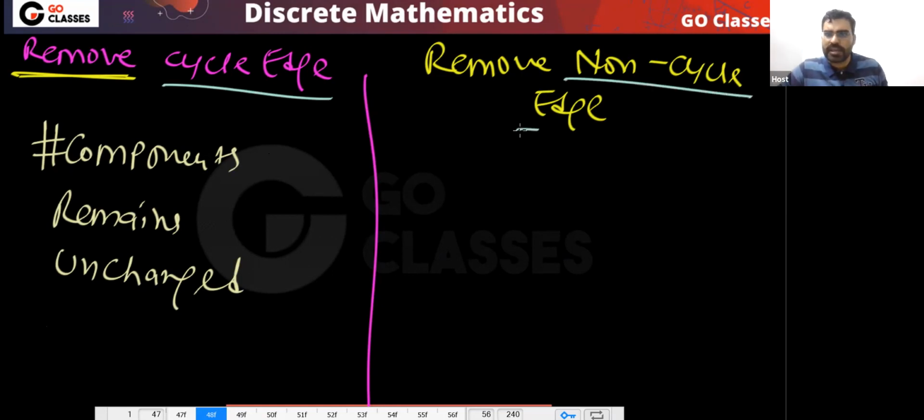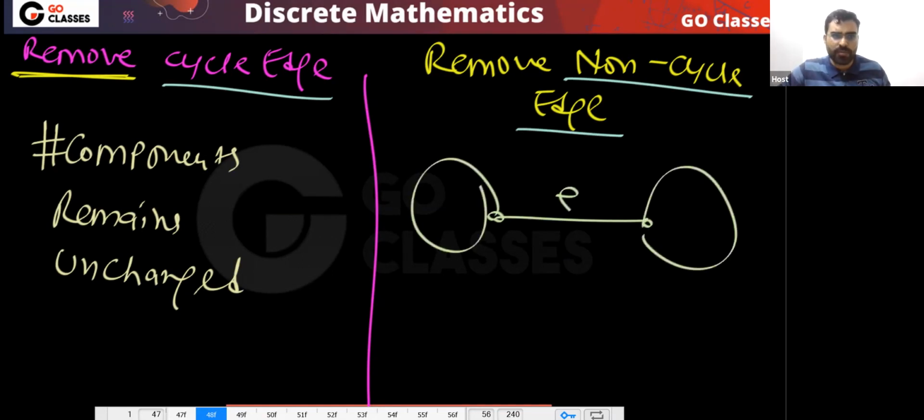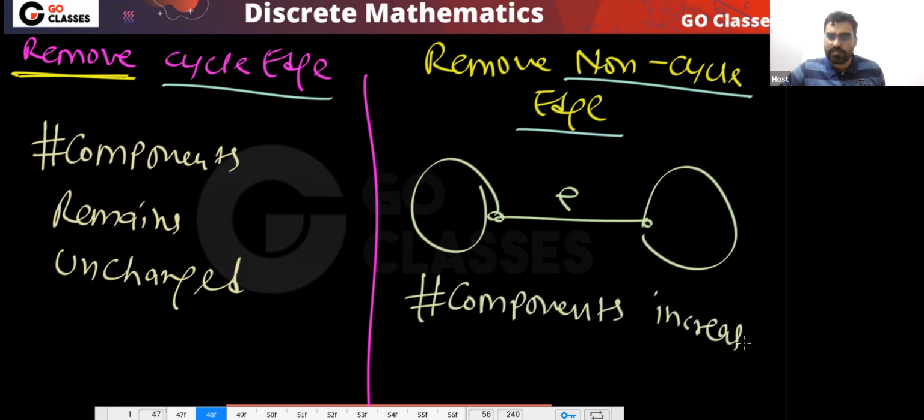And if you remove non-cycle edges, this type of edge, non-cycle edges, if you remove this type of edge, then what will happen? This edge you are removing, then the number of components can increase by 1. So in this situation, the number of components will increase by exactly 1.